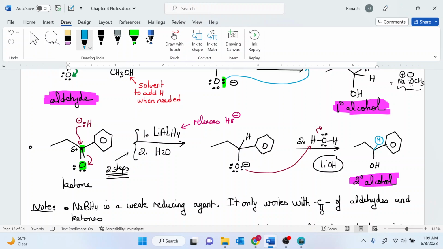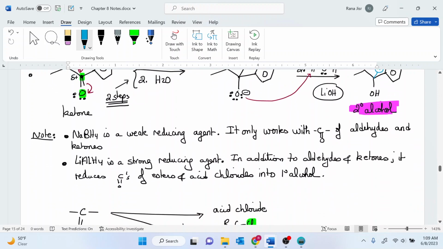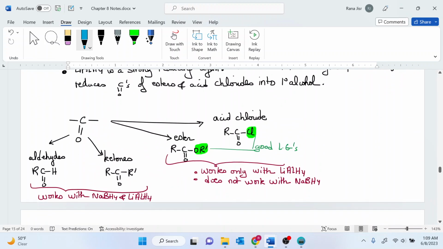Esters and acid chlorides, they have no reaction with sodium borohydride, with mild reducing agents. They only have a reaction with lithium aluminum hydride. So only work with lithium aluminum hydride. They don't work with the sodium borohydride. The reason why, because lithium aluminum hydride is way more reactive than the sodium borohydride.